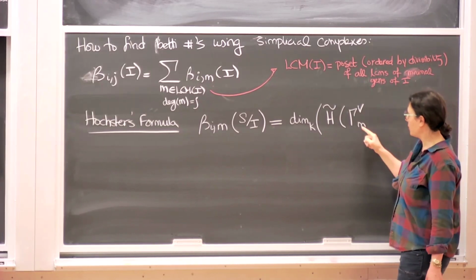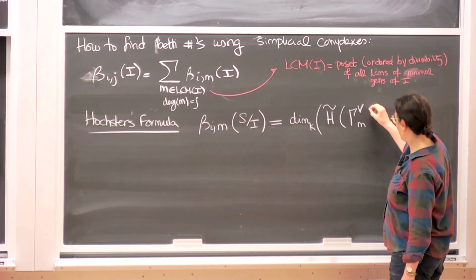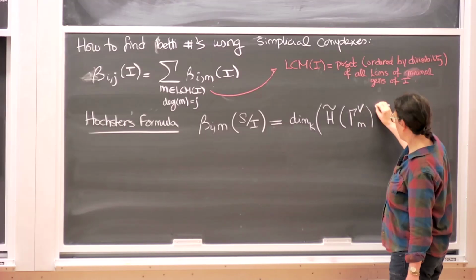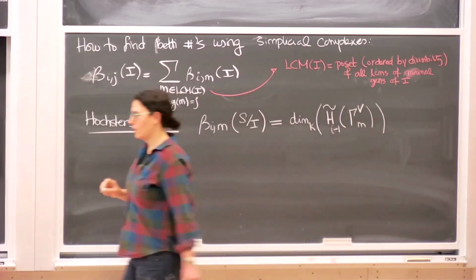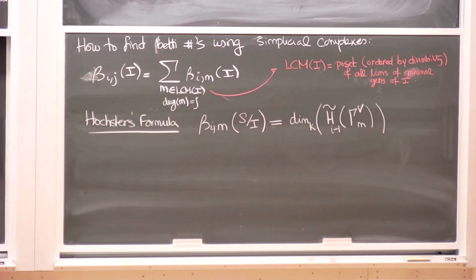divides m. So maybe I should write gamma dual of m. Let me first get my i's and, is it i-1? Hochster's formula. I minus. Oh, no. I should have done link. Okay, I'm very sorry. Link.